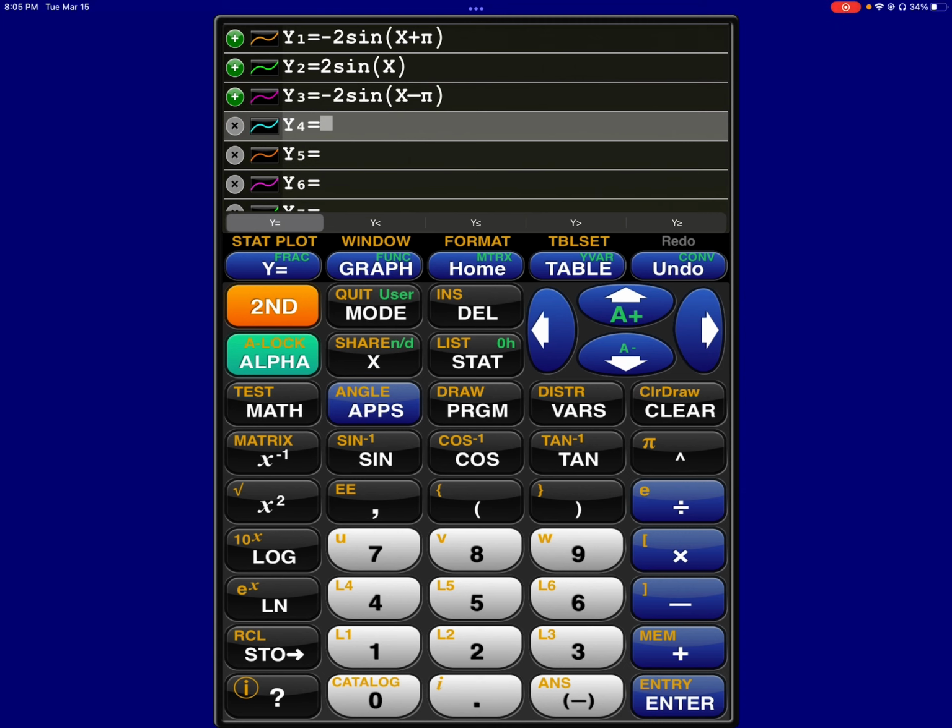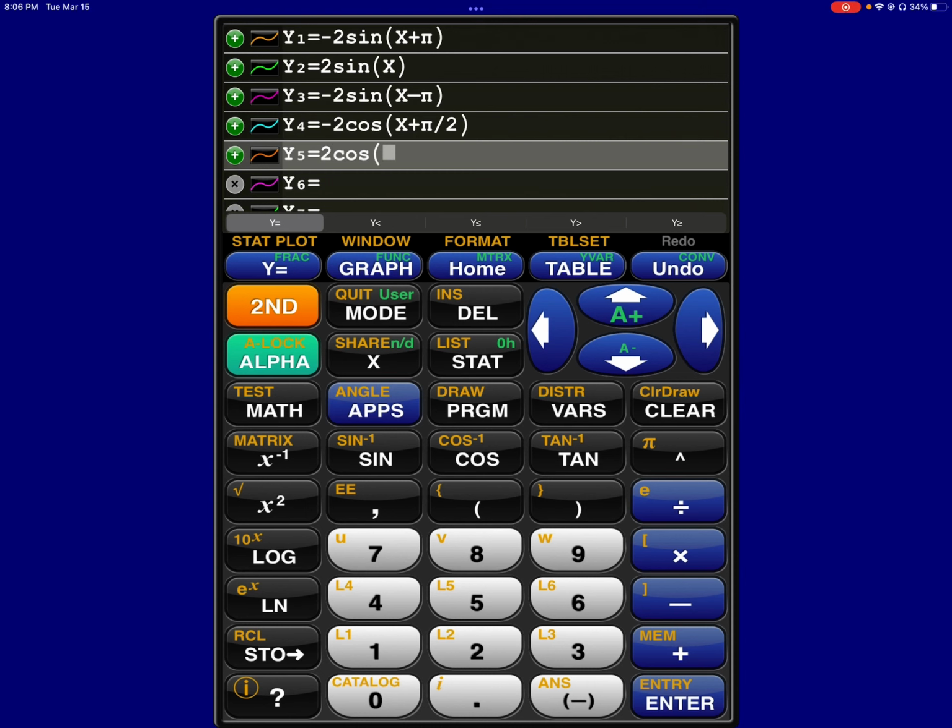And then, tell you what, let's just go ahead and put in our cosine functions all at the same time, save some time here. So we've got -2 times the cosine of x plus pi over 2. Then we had 2 times the cosine of x minus pi over 2. And did we do a third one? I don't remember, but we'll put one in anyway. So we had -2 times the cosine of x minus 3 pi over 2.